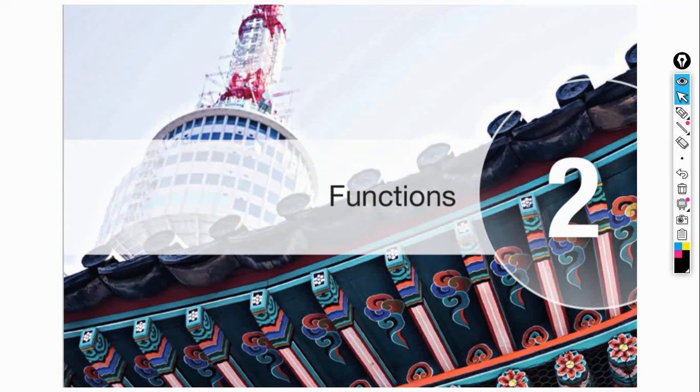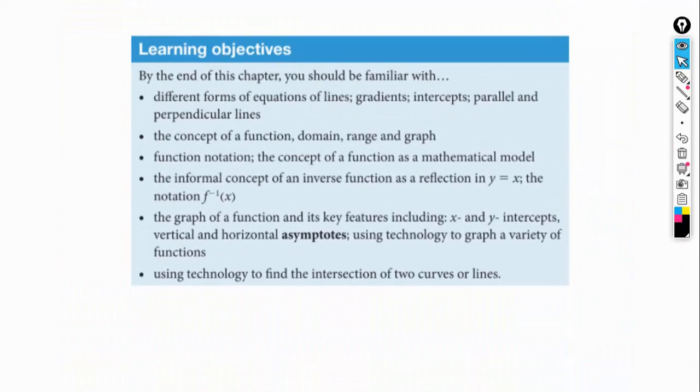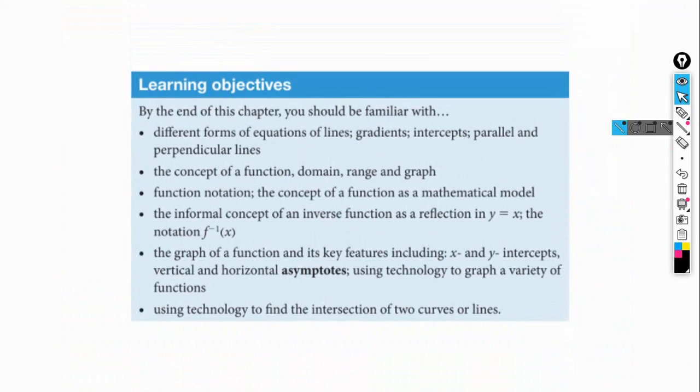Hello everybody, so in this video we're going to begin with chapter 2, functions. So these are the learning objectives of the chapter, and by the end of the chapter you should be familiar with different forms of equations of lines, gradients, intercepts, parallel and perpendicular lines. The concept of function, which includes domain, range, and graph.